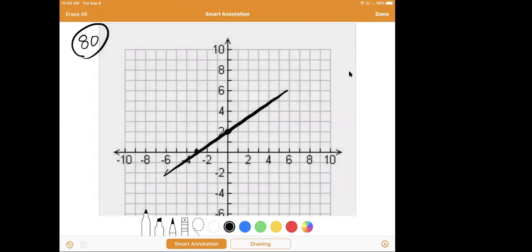Okay, so here's the line in problem number 80. In order to find the equation of the line, we want to write the equation y equals mx plus b, and we want to find out what m and b are. The first thing to find is the b. That's the easiest part. Remember, the b is the place where your line crosses the y-axis. So what is b in this problem?